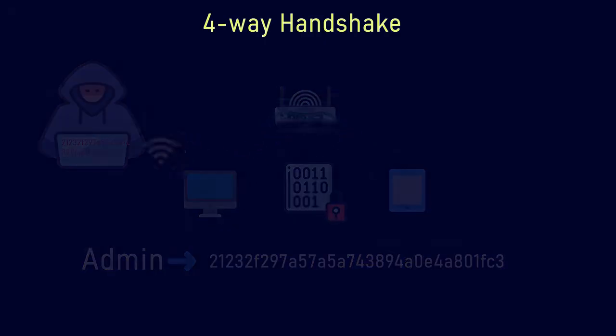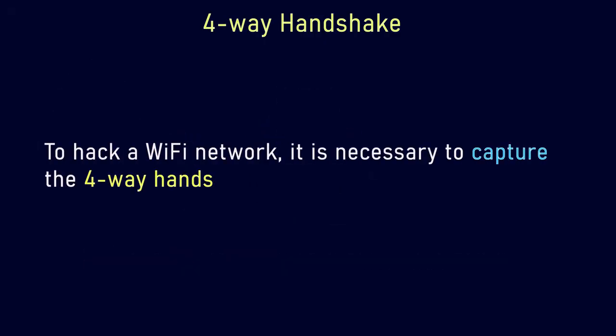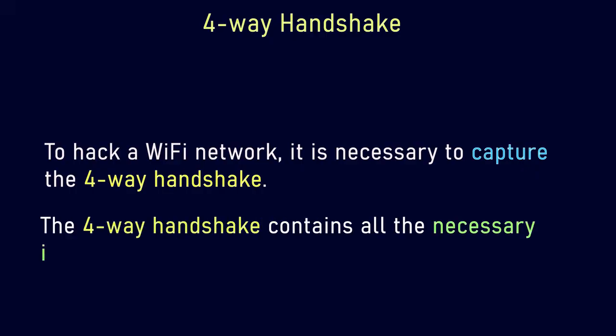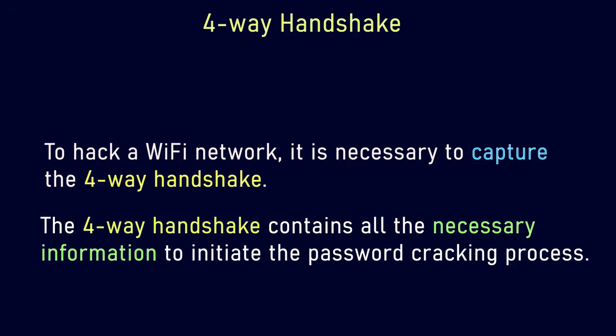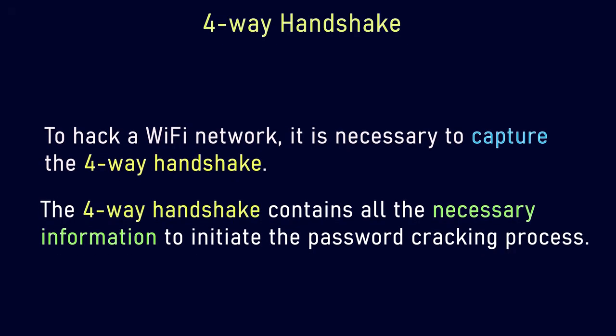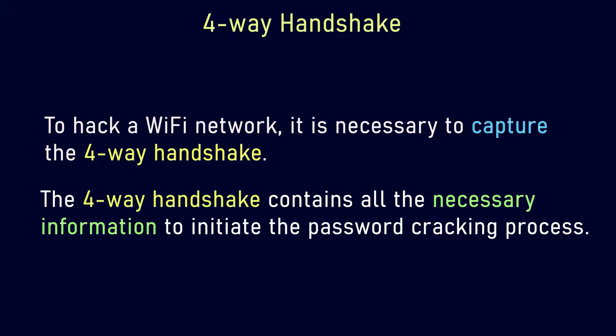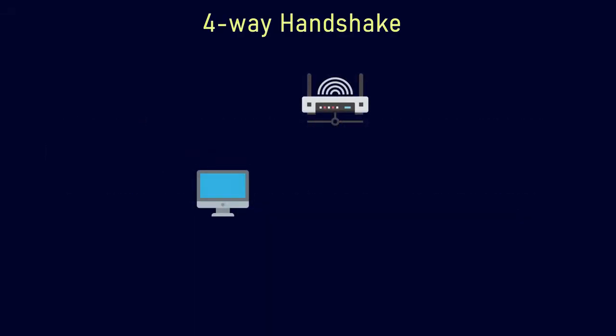Now, to hack a Wi-Fi network, we need to capture the four-way handshake. Capturing the four-way handshake is essential. Four-way handshake contains all the necessary details to initiate the password cracking process. By capturing, we mean intercepting a successful four-way handshake. The four-way handshake is essentially the exchange of four packets between a client device and a wireless router or wireless access point. We need to intercept four packets of four-way handshake to initiate the password cracking.